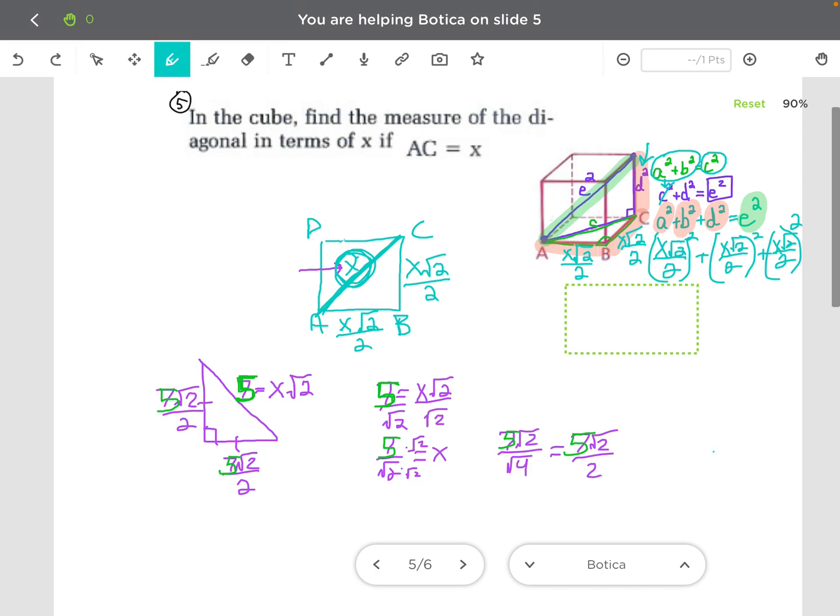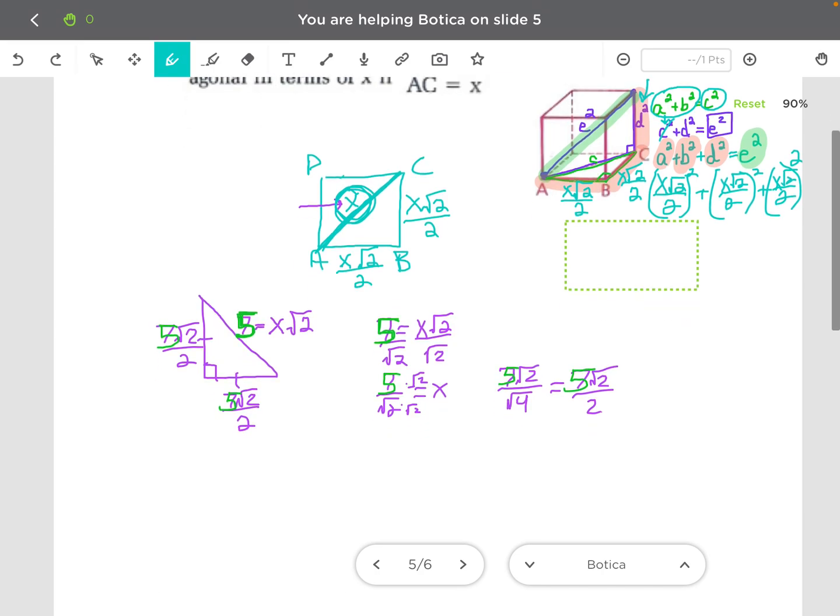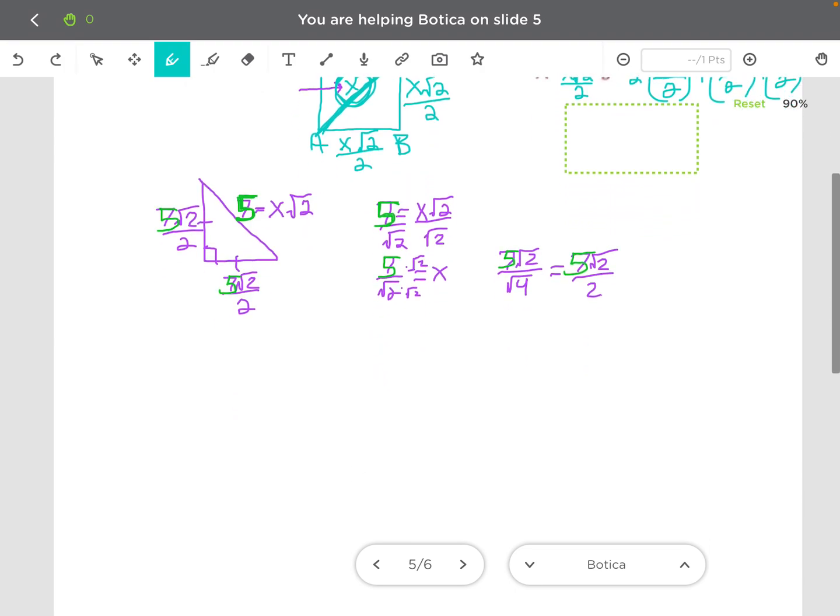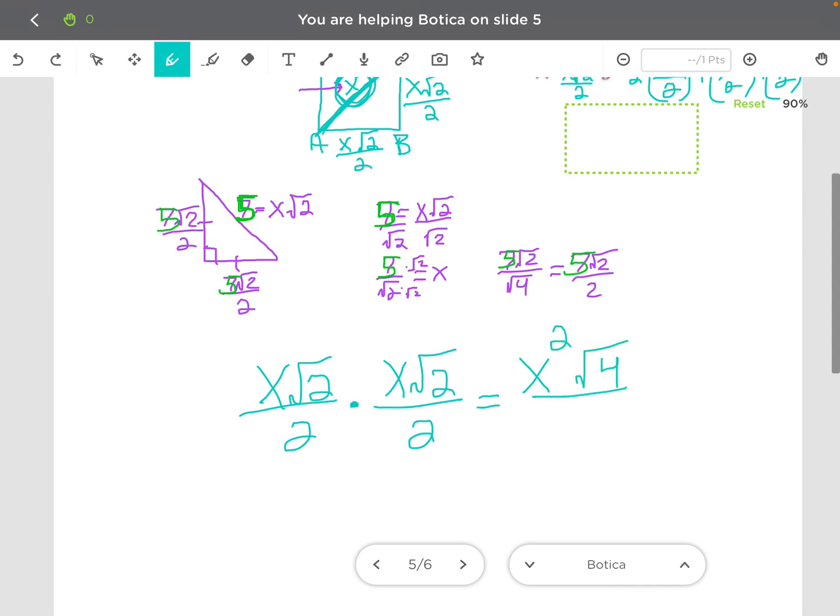Okay, and I know what you guys are thinking. You're probably like, well, how do I square x root 2 over 2? So if you wanted to square x root 2 over 2, you multiply it by itself. Okay, and what happens is you get x squared times the square root of 4 over 4, which is x squared times 2 over 4, which is x squared over 2. I just reduced it.